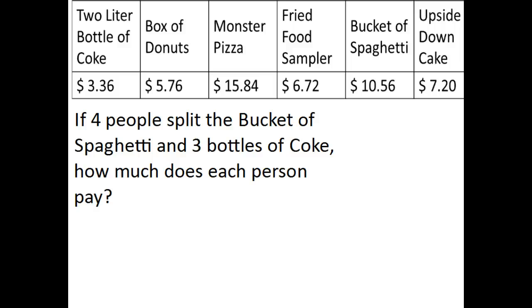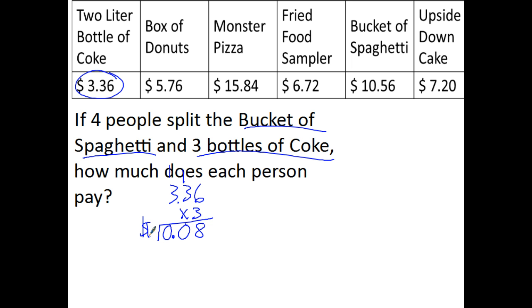Okay. I got a couple of things going on here. I'm buying a bucket of spaghetti and 3 bottles of Coke. I would like to get the 3 bottles of Coke first. So I'm going to come up here and do my 336 times 3. 18. Carry my 1. 10. Carry my 1. 3 times 3 is 9 plus 1. $10.08 for my 3 bottles of Coke. Add that on to the price of my bucket of spaghetti, which is $10.56. Add them together. 14, 6, 0, and a 2. I'm now up to $20.64.